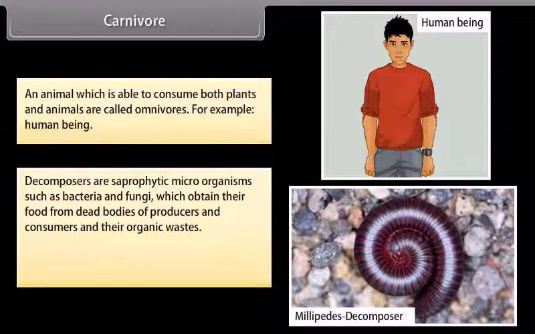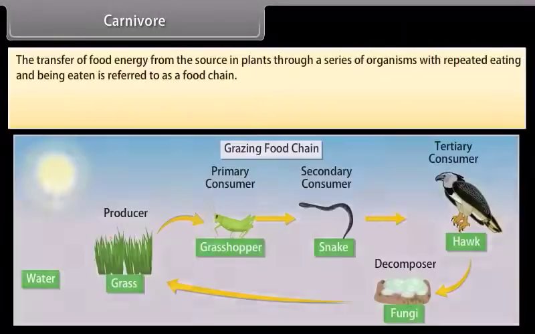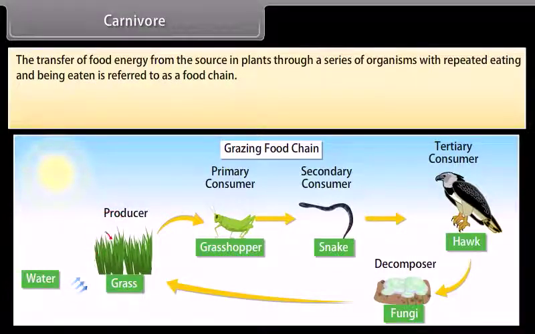Decomposers are saprophytic microorganisms such as bacteria and fungi, which obtain their food from dead bodies of producers and consumers and their organic wastes. Decomposers are often called microconsumers because of their small size. The transfer of food energy from the source in plants through a series of organisms with repeated eating and being eaten is referred to as food chain.